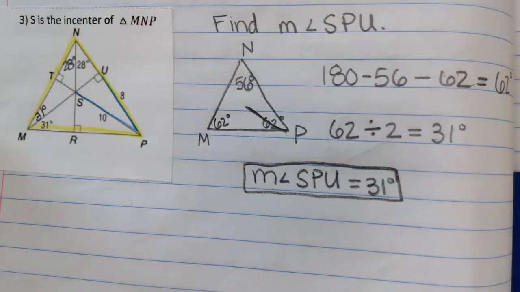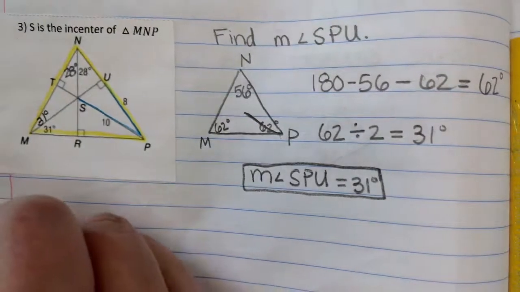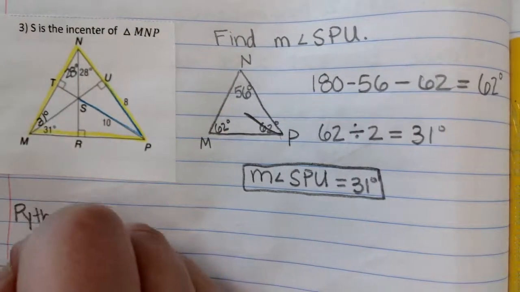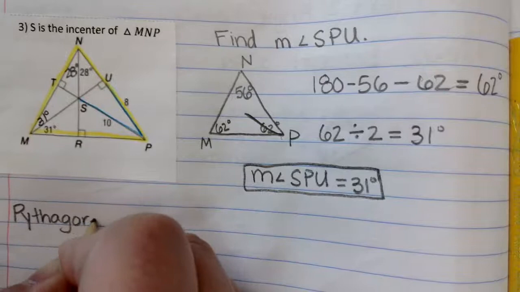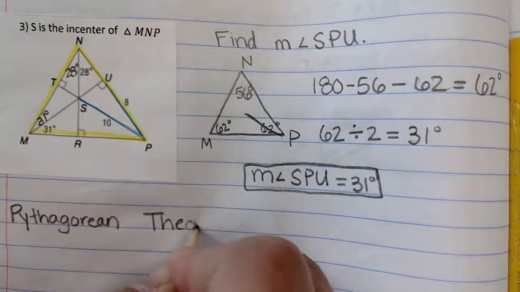All right, before we do our next part, we're going to think about the Pythagorean Theorem just for a moment. So we're just going to make a little side note about the Pythagorean Theorem. Does anyone remember that? Do you remember hearing that or learning that? What does it deal with?